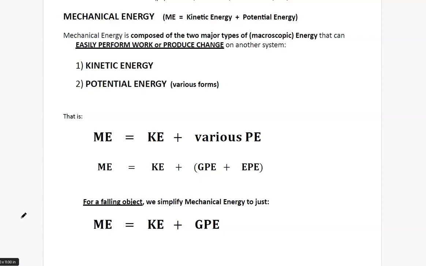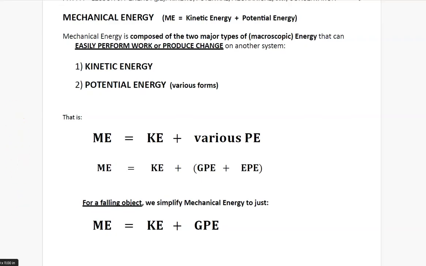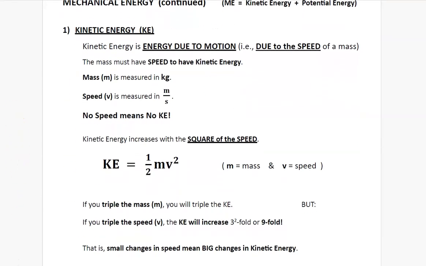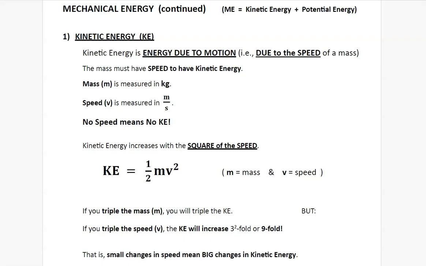So let's look at what these energies actually are. And we're going to start with the kinetic energy component of mechanical energy. So kinetic energy is merely energy in an object due to the fact that the object has motion. It has some speed. The mass must have speed to have kinetic energy. In fact, to have kinetic energy, it has to have mass and it has to have speed. And the mass is going to be measured in kilograms. Speed is going to be measured in meters per second. And no speed means no kinetic energy.